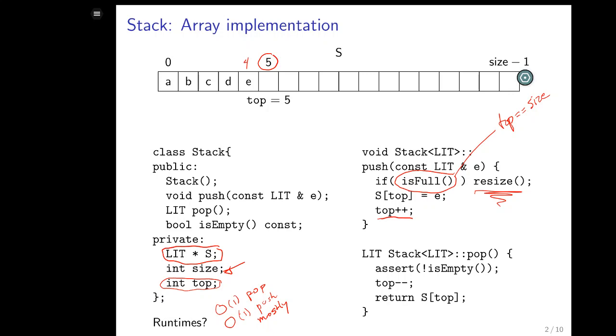But before I do, are there any questions about this code? So for this particular implementation, would you make the function isFull private or public?